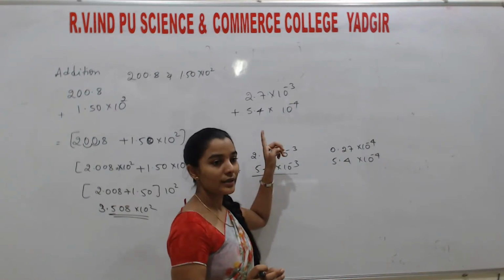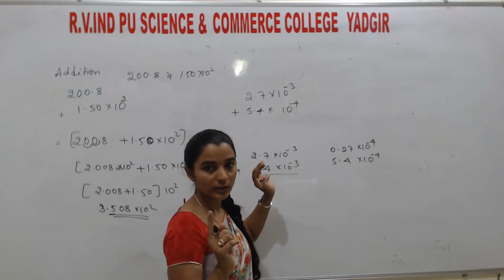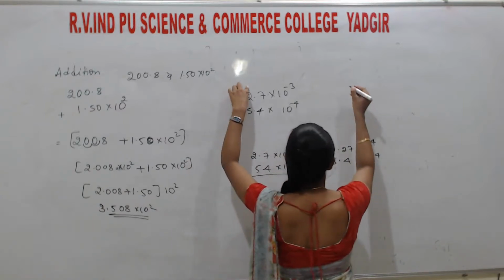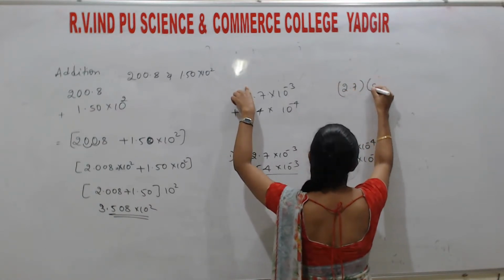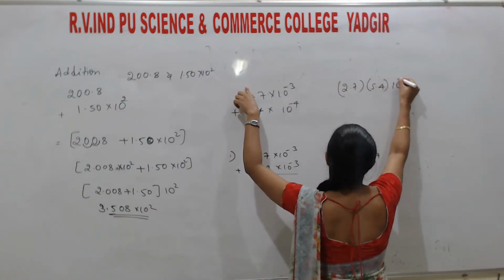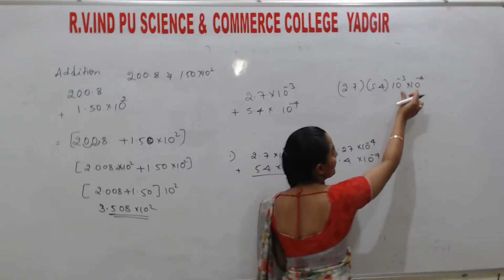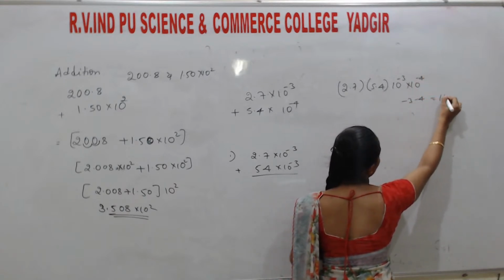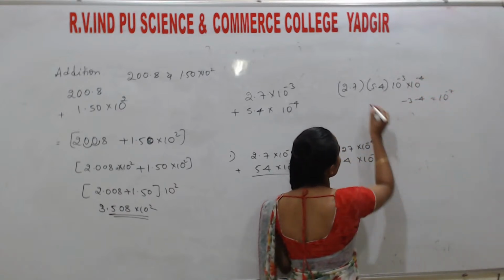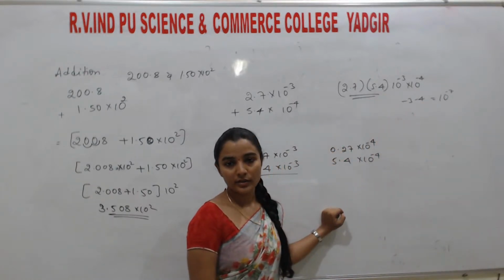Understood? If it is same or not, we won't bother about that. Are you getting? So that means what? Here it is 2.7 into 5.4 into 10 to the power minus 3 into 10 to the power minus 4. If bases are same, powers are added, that is minus 3 minus 4 becomes 10 raised to minus 7. So the answer of these two into 10 to the power of minus 7 is the answer.